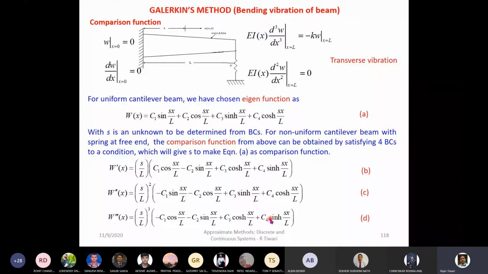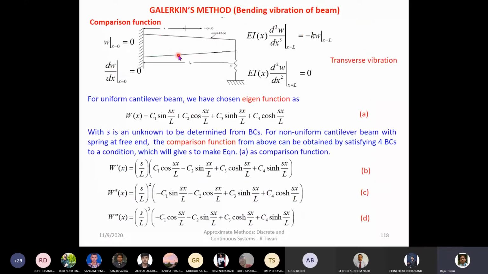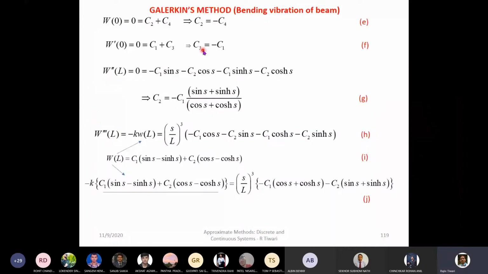Now we need to satisfy the boundary conditions. So the first boundary condition gives this relationship. If you remember, these are similar expressions which we had earlier. The first one, second one, we just need to substitute x equal to 0. So some terms will be 0 and some will be equal to 1. So from the first two boundary conditions, the geometrical boundary conditions, we are getting C2 equal to minus C4, C3 equal to minus C1.